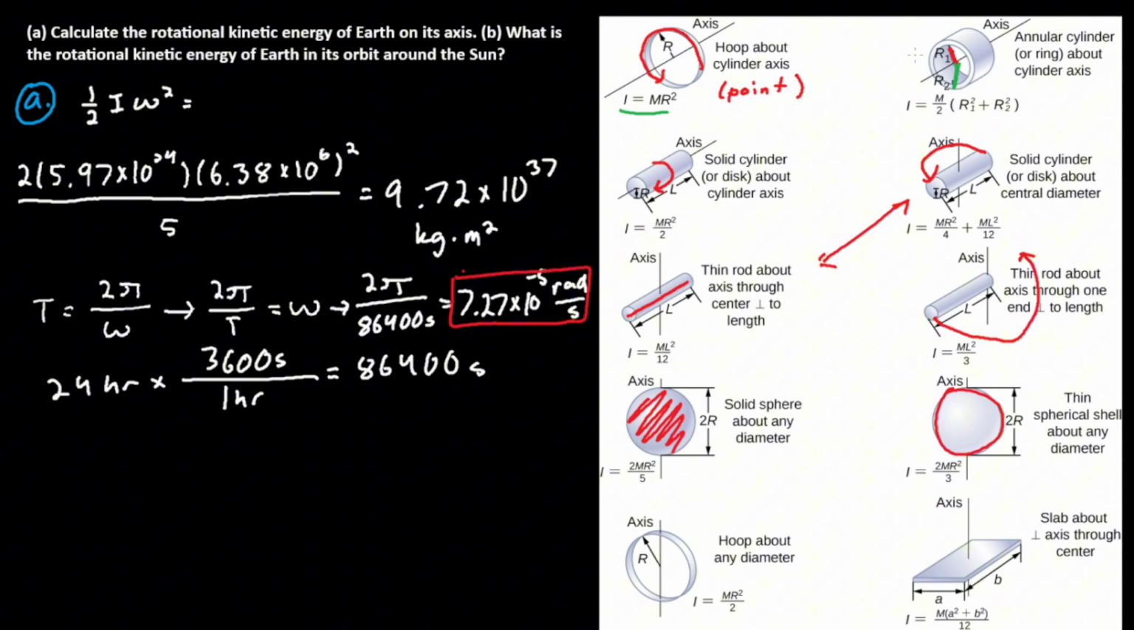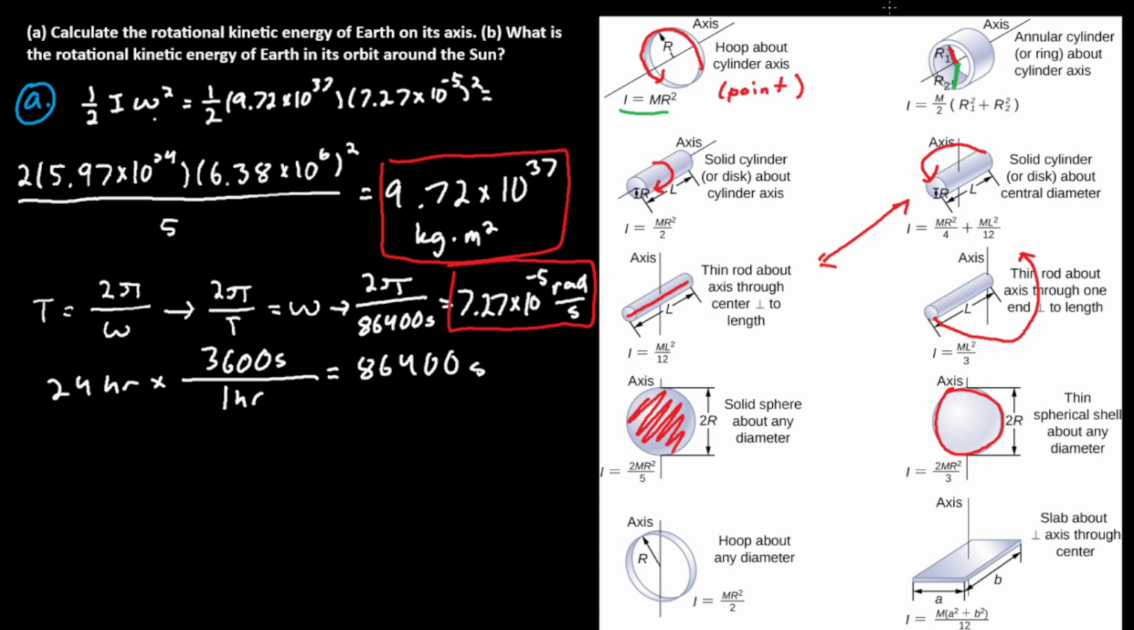So now we have the angular velocity, and we also have our moment of inertia. So let's square this. We can set up that equation for part A, for the rotational kinetic energy. Now that I simply substituted all the numbers for our moment of inertia and our angular velocity into the rotational kinetic energy equation, all I have to do is evaluate these numbers. And when you evaluate, you should get 2.57 times 10 to the power of 29 joules for the rotational kinetic energy of Earth.